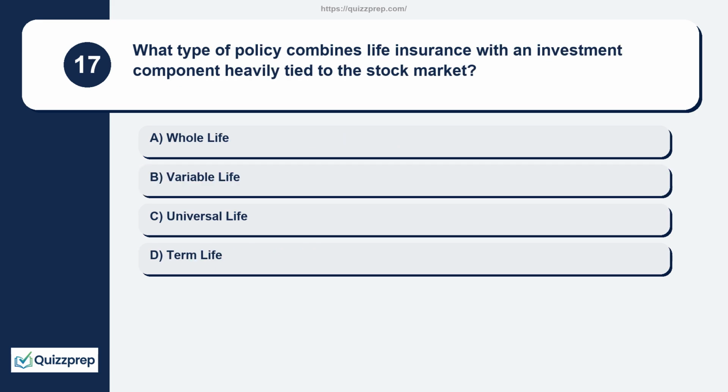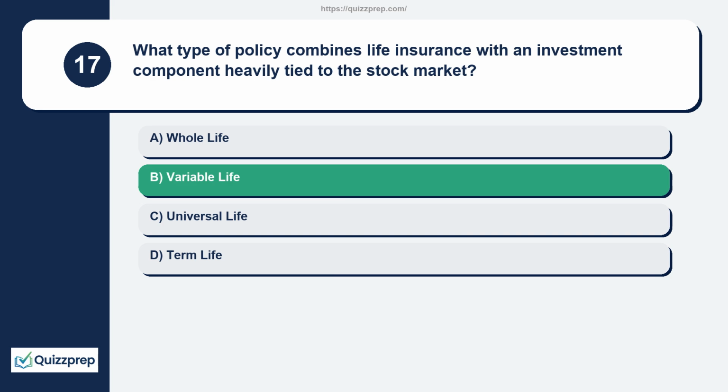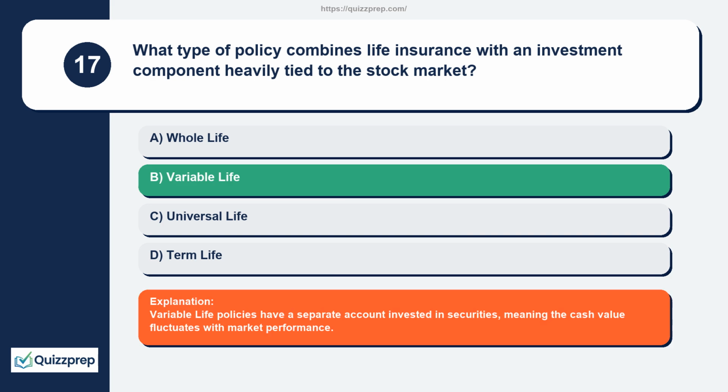Question 17. What type of policy combines life insurance with an investment component heavily tied to the stock market? Whole life, variable life, universal life, term life. Variable life policies have a separate account invested in securities, meaning the cash value fluctuates with market performance.